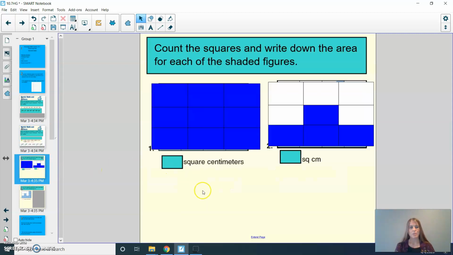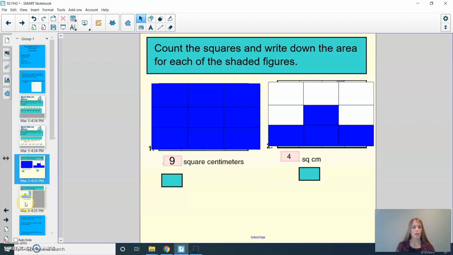For this next problem, we're going to be talking a little bit about area. To find the area, we're counting the squares to figure out how much is inside. So looking at this first one, what would be the area? How much of it is shaded in blue? If you said 9, you are correct. Looking at the second one, how much is shaded? If you said 4, you are correct.